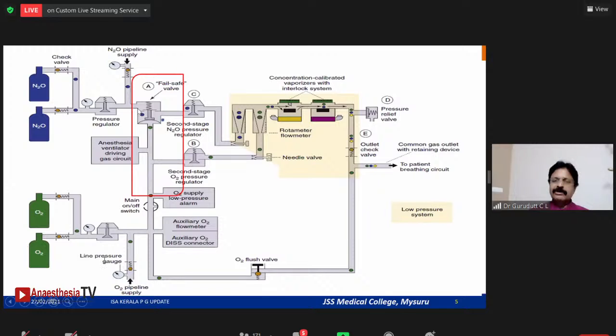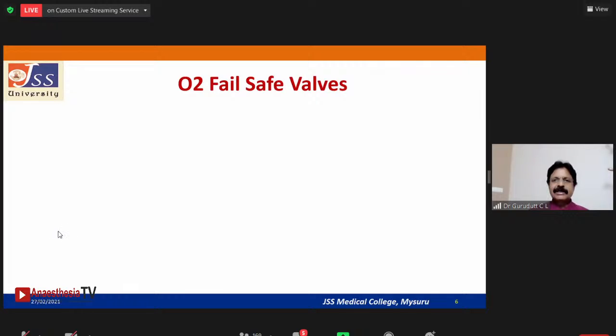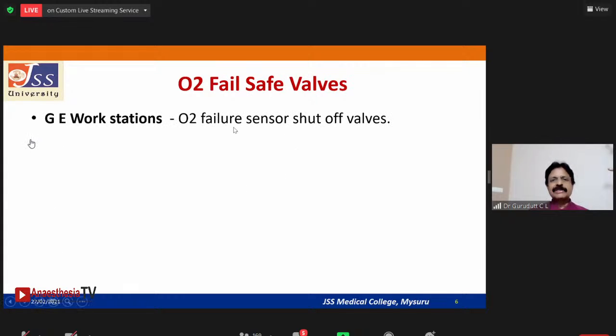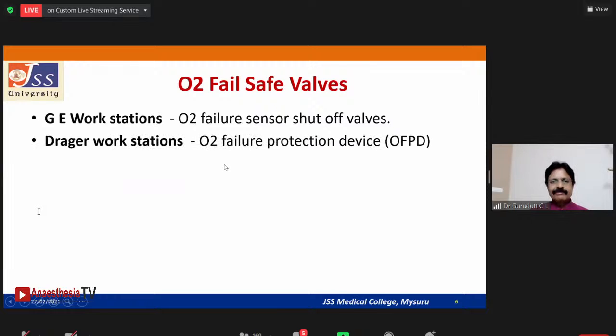flow control valves. There are some differences in these fail-safe valves as far as GE machines and Draeger machines. In the GE workstations, these fail-safe valves are called oxygen failure sensor shut-off valves, or in short, shut-off valves. Whereas in Draeger workstations, they are called oxygen failure protection devices, or OFPDs. There is definitely quite a bit of difference between the shut-off valves and the OFPD. Sometimes you may be asked in the exam what is the difference between GE machines and Draeger machines regarding the fail-safe valves.